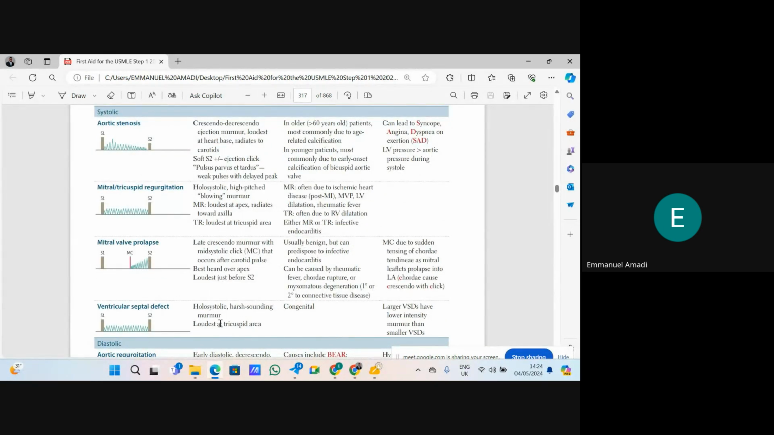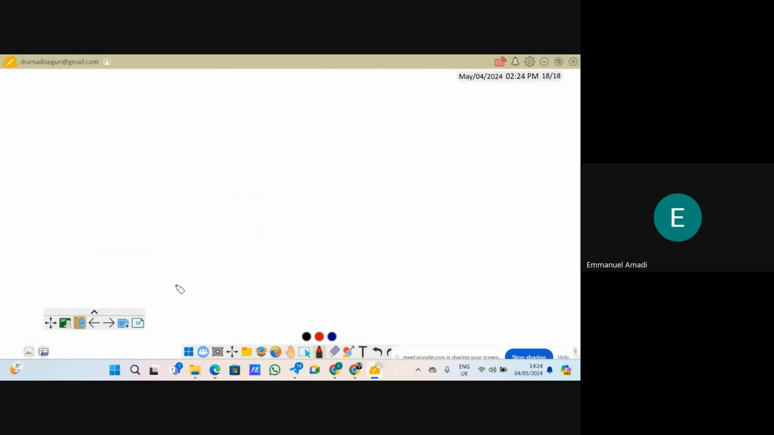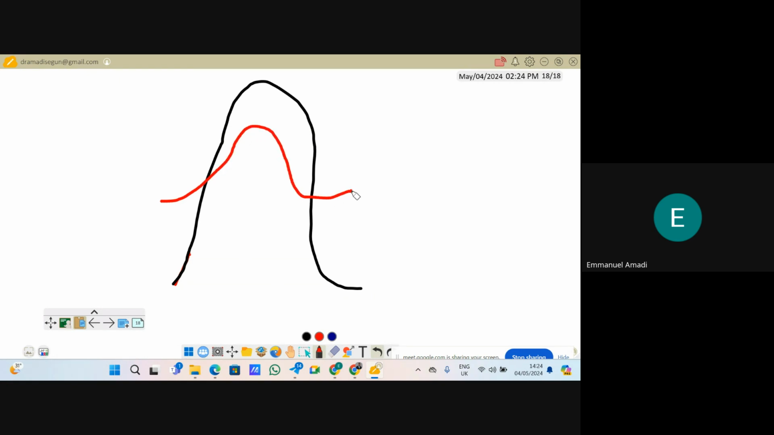When we talk about aortic stenosis, first of all, you should know what the aortic stenosis graph looks like. I drew this graph a lot of times in the last class. This is how your aortic stenosis graph will look. This is the ventricular pressure rising far higher than the aortic pressure. Once you see this, this is classically aortic stenosis.